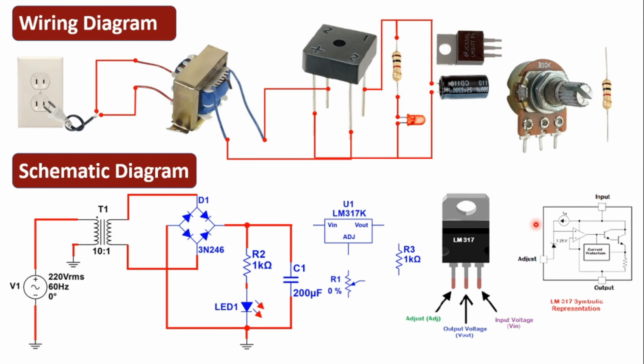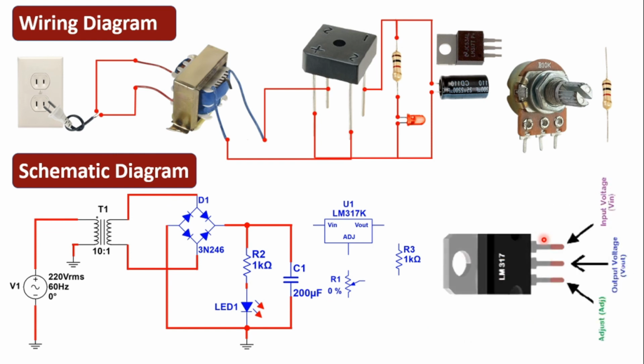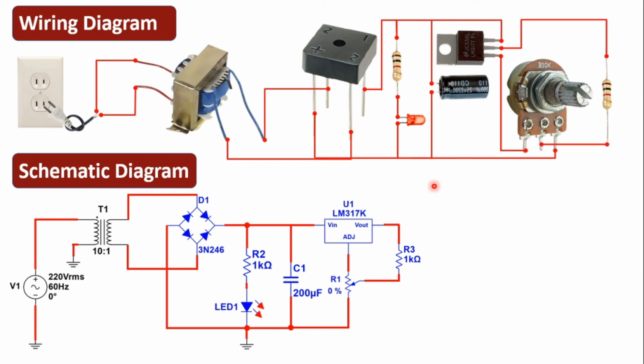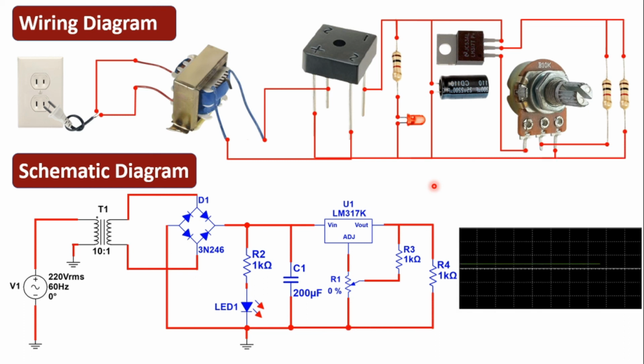Now, let us rotate the LM317 counterclockwise to better understand the connection. Meaning, this is the adjust terminal, the output terminal, and the input terminal. As such, the connection will be as shown. Adding a load resistor, the circuit will be as shown. The output voltage waveform, when the oscilloscope is connected to the load resistor, will be a varying DC voltage between 1.75 to 14.3 volts.